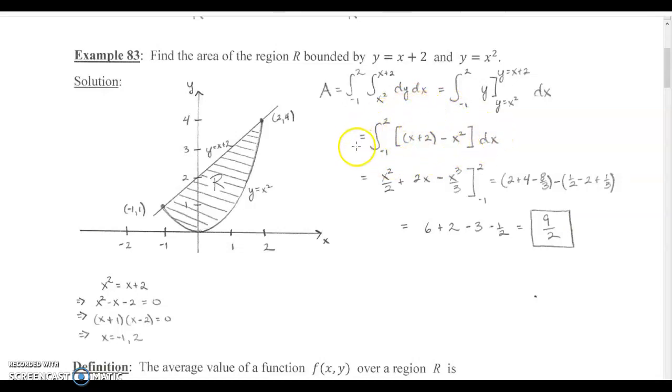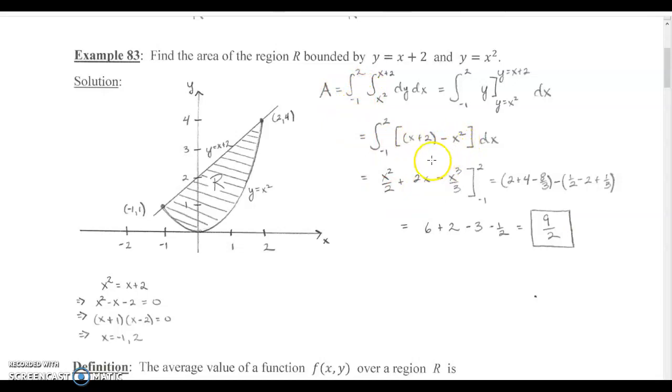Now this is exactly how you would have set it up back in the very beginnings of Calc 2, right? When you're talking about the area between two curves. So this is how you would have set that up with a single integral. I'm just showing you how it could have been set up with a double integral now that we understand what double integrals are. That becomes very simple to integrate.